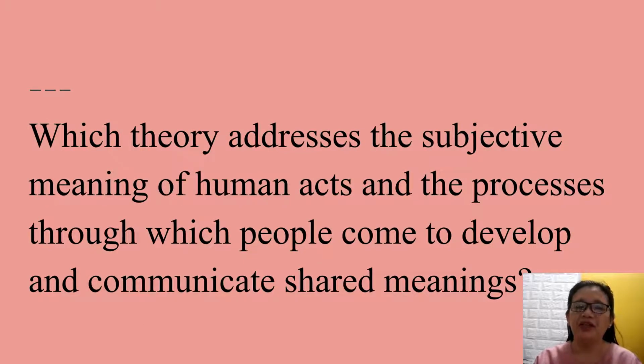Among the social science theories, number 1, the structural functionalist, number 2, conflict or Marxist perspective, and number 3, the symbolic interactionism, which theory addresses the subjective meaning of human acts and the processes through which people come to develop and communicate shared meanings? Again, the question is, which theory addresses the subjective meaning of human acts and the processes through which people come to develop and communicate shared meanings?